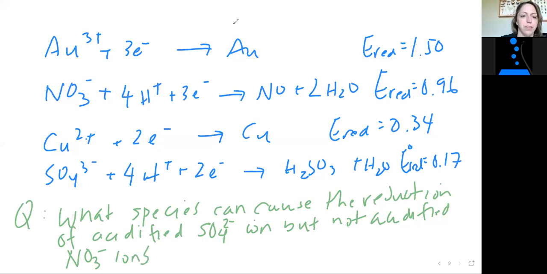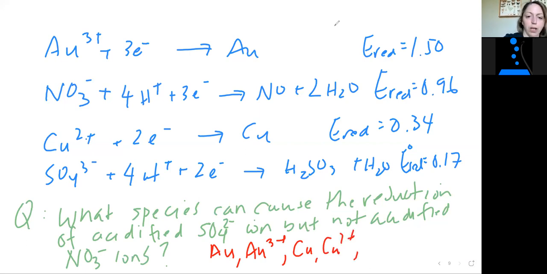Okay, so I'm going to give you guys some choices. Ready? I'm going to change colors one more time. Okay, so my choices are Au, Au3+, copper, copper 2+. That's it. Those are your choices, okay?